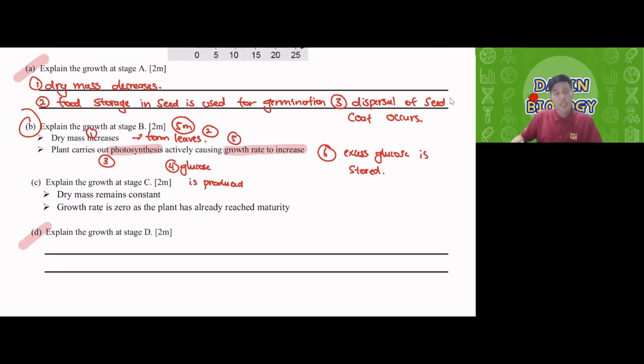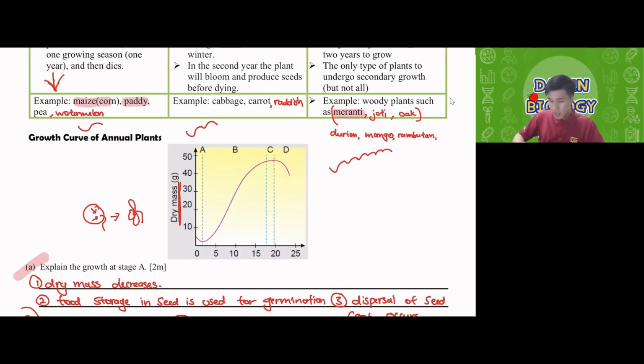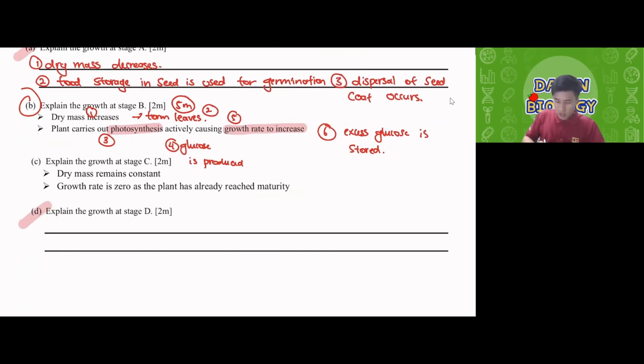Then C, just like human, once you grow until a certain age, you become mature, you cannot grow anymore. So stage C, remain constant. Growth rate 0 because plant already mature.